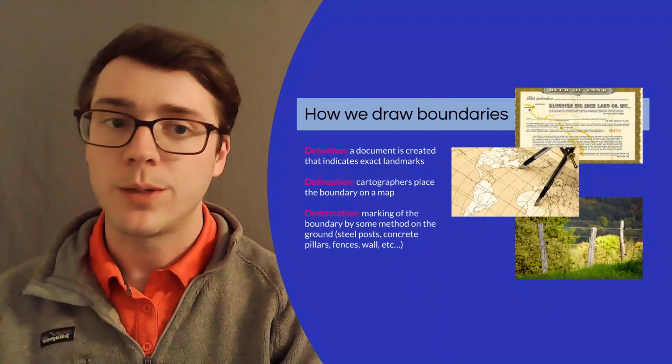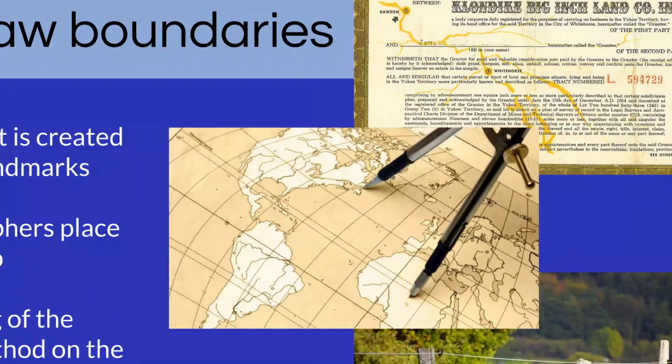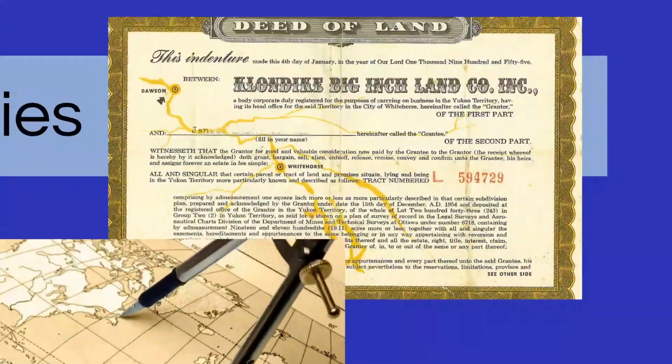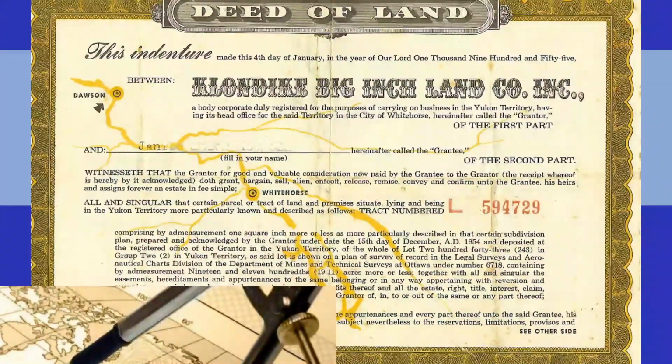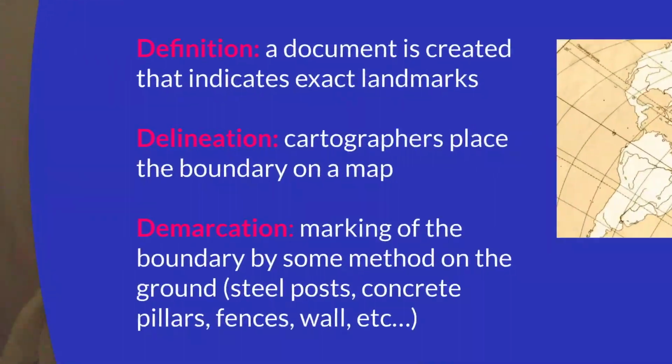So there are 3 ways that we draw boundaries. The first is the definition. The definition is when you define a boundary by creating a document that talks about the exact landmarks of that boundary. So that is where you actually write out specifically the deed of the land, and it says using landmarks where it is. So it's a description using written word of where it is. That is the definition of a boundary.